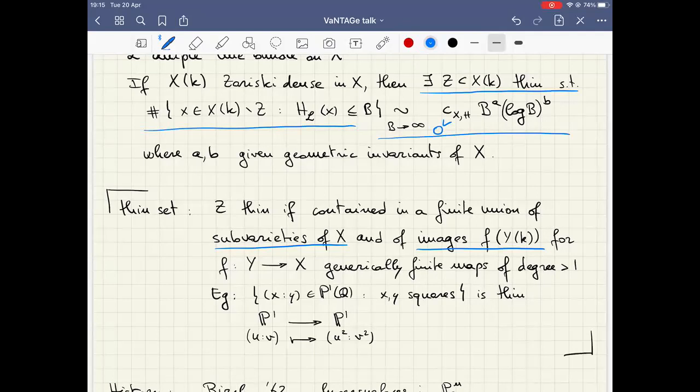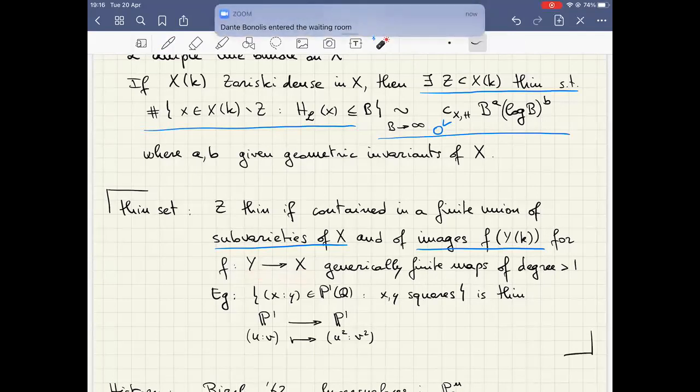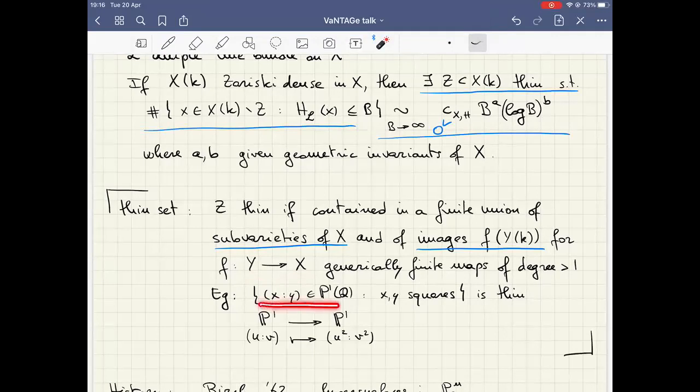So what does it mean? It's a variety, I hope we all know. And a generically finite map means that it has to be a map, a morphism from some variety Y to some variety X, and it doesn't have to be birational. Otherwise, we risk throwing away all points on X. So the classical example is just the set of points in a projective line where both coordinates are squares, or you can do this in a projective space if you wish. Then this is the image of a map from P1 to P1, which is just raising the coordinates to squares. It's a well-defined morphism. The image of a rational point is a rational point. And the set of the images, so this set here, is an example of a thin set. So the very nice example is think of raising coordinates to powers.